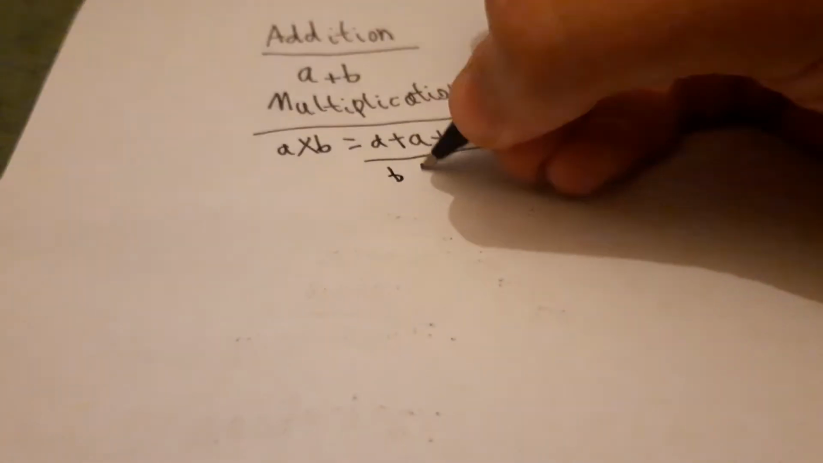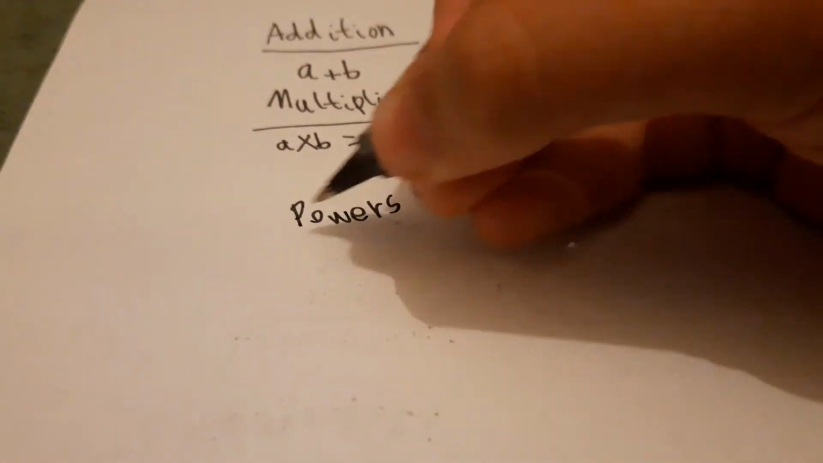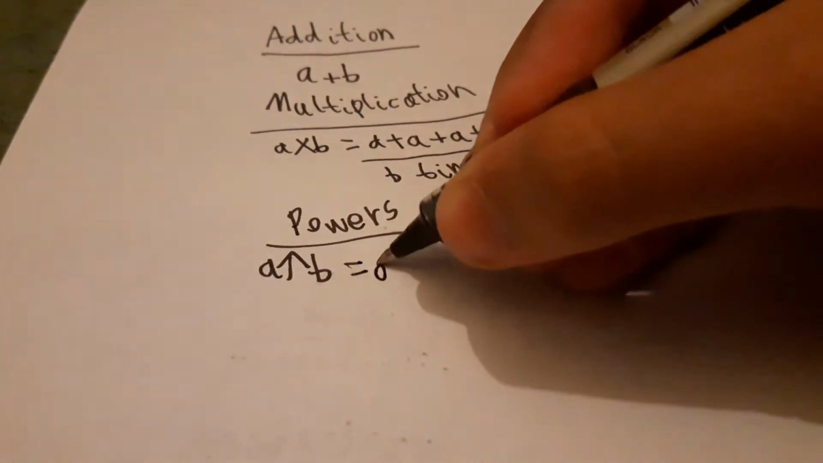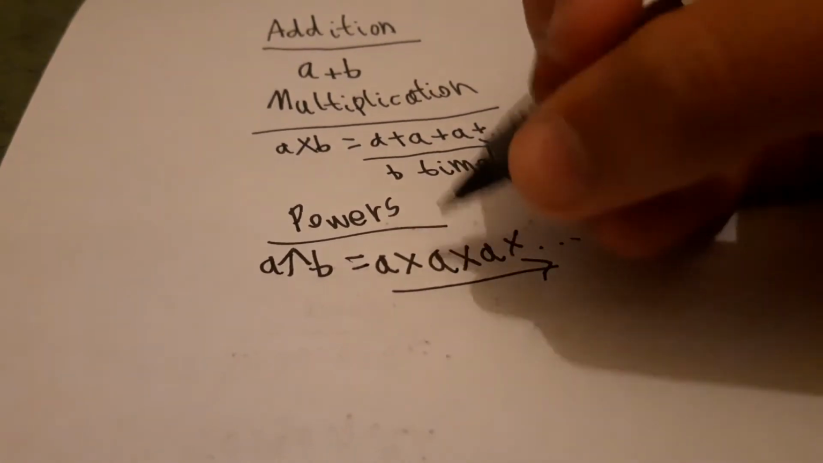Multiplication is where you do A multiplied by B, which is A plus A plus A, B times. Now there are powers. A to the power of B, using this arrow notation because it's clearly better than regular notation, is the same as A times A times A, B times.